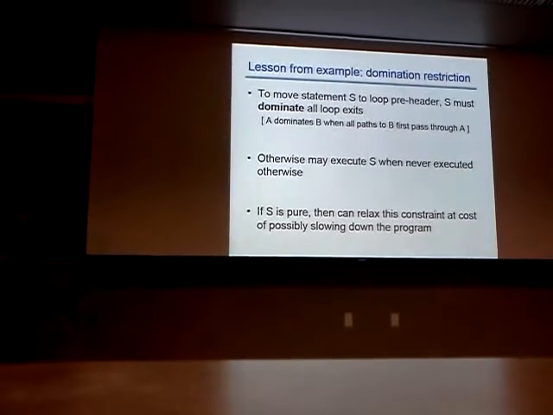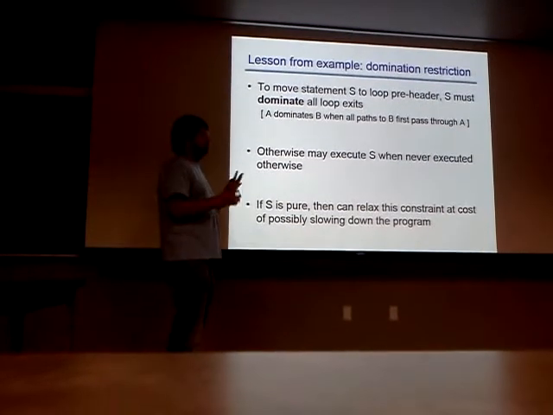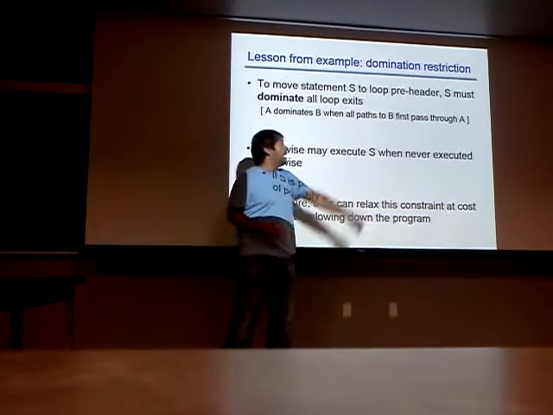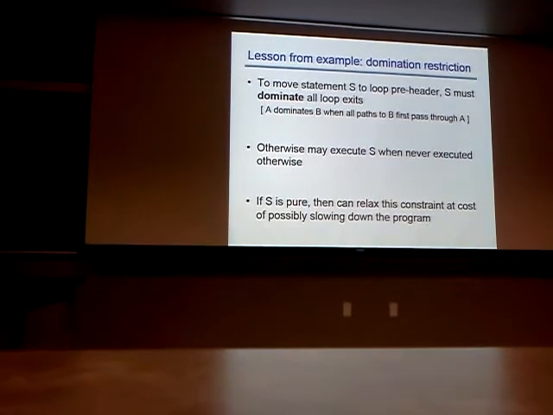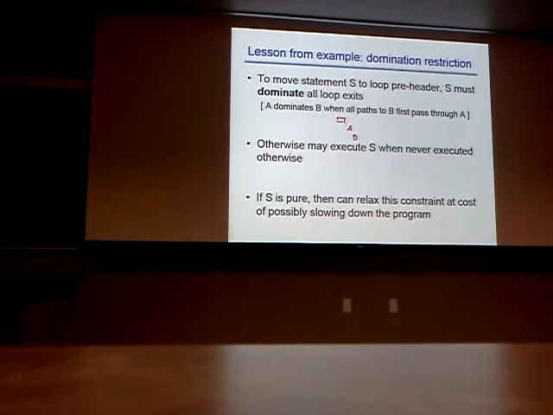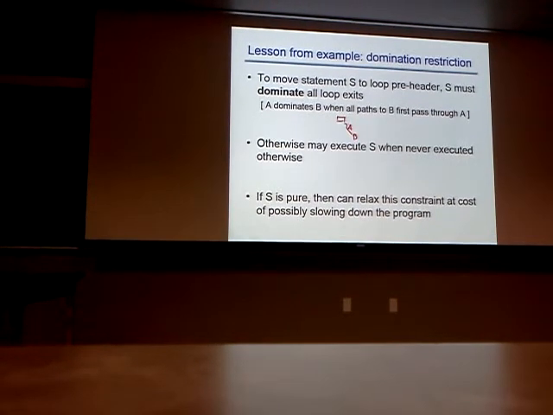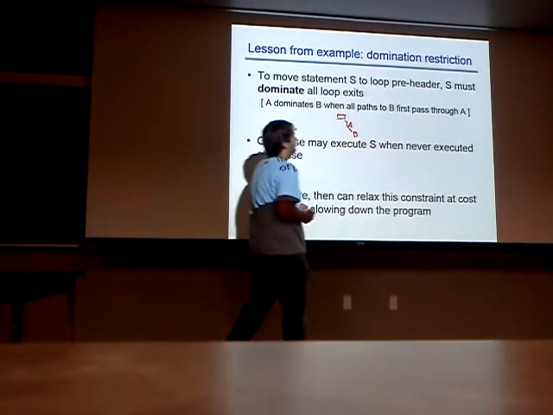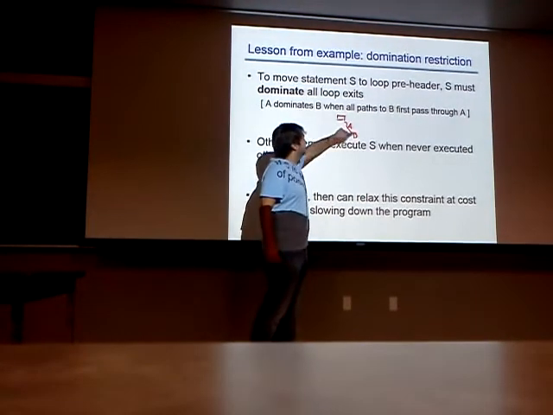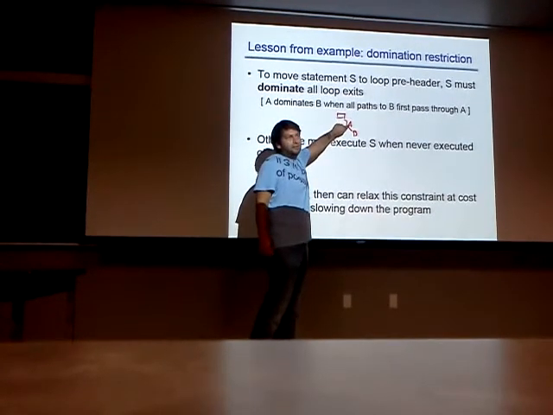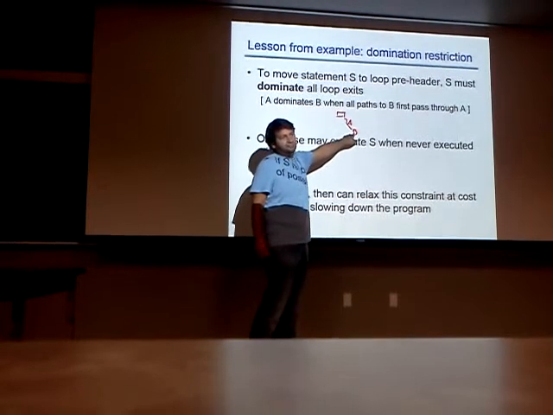So what does dominate mean? In graph theory, domination means the following. A dominates B when all paths from the entry of the CFG to B have to pass through A first. So you think of it like there's the entry and there's A here and B here. Basically every path to B has to pass through A. There's no way to get to B without passing through A. That's what A dominates B means. It's almost like A is a gate.